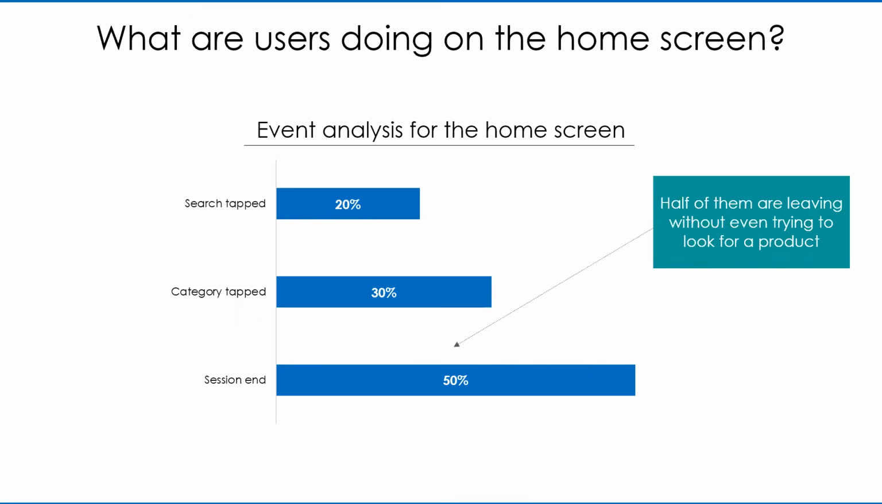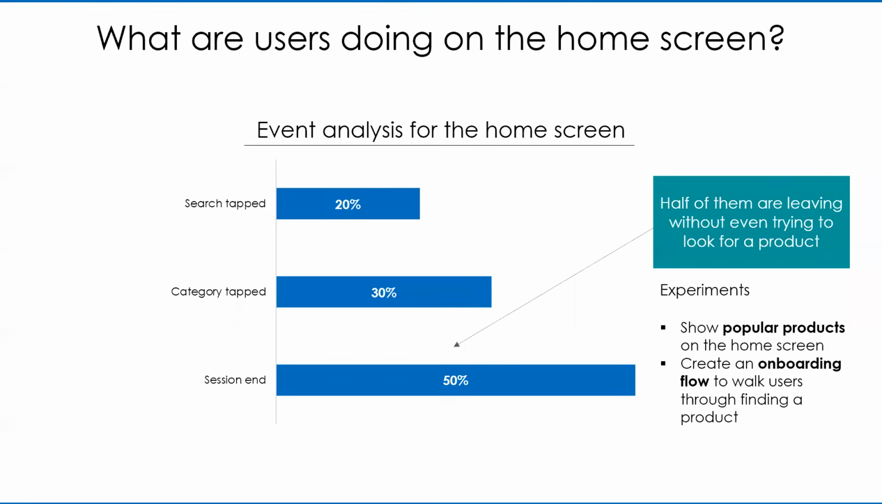So here's where you might want to develop a hypothesis as to why that might be happening. So I might say my users aren't trying to look for products because they don't know how to use my app to find what they're looking for. Or I might say that they think it's too much work to actually go from the home screen to a product.